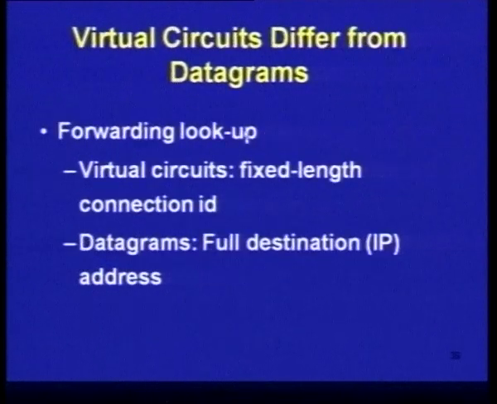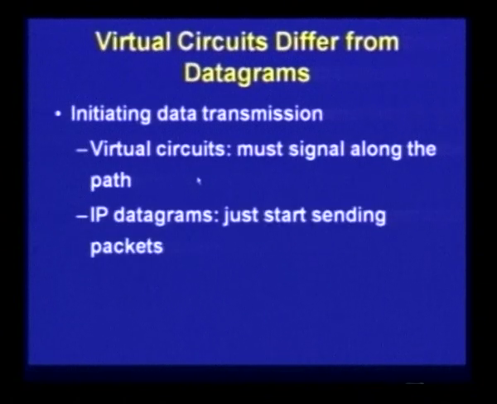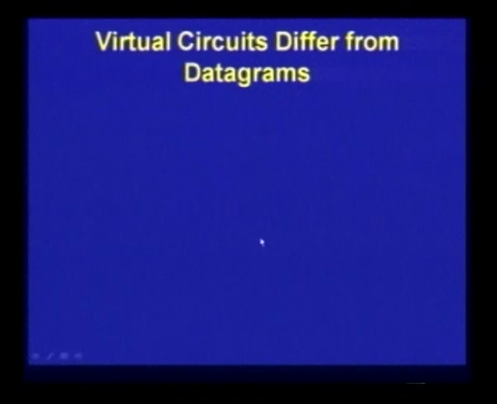Now how do virtual circuits differ from datagrams? In the forwarding lookup. In virtual circuits, you use a fixed length connection ID, which is what is required for doing the forwarding. In datagrams, the full destination address, for instance the IP address, has to be used for transferring the packets. Another difference is that when you initiate a data transmission, virtual circuits must signal along the path. So you need to set up the circuit, whereas with IP datagrams you just start sending the packets, so no initial delays.